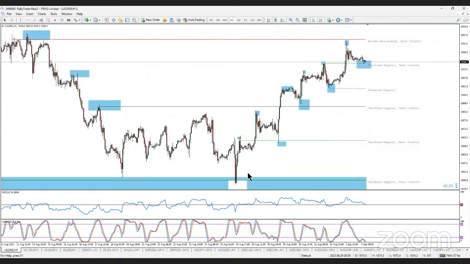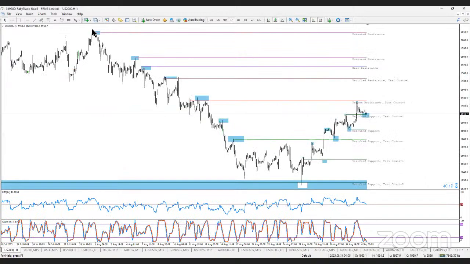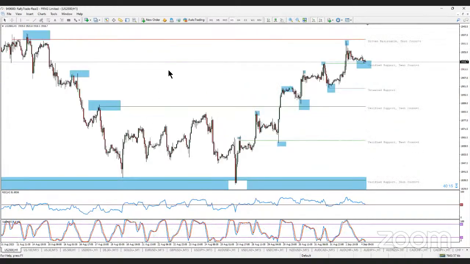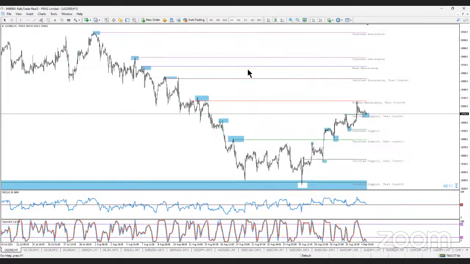Sorry. An uptrend is a series of higher lows and what? And higher highs. While a downtrend is a series of lower highs and what? And lower lows. Look at this downtrend here. Look at it. Can you see it?